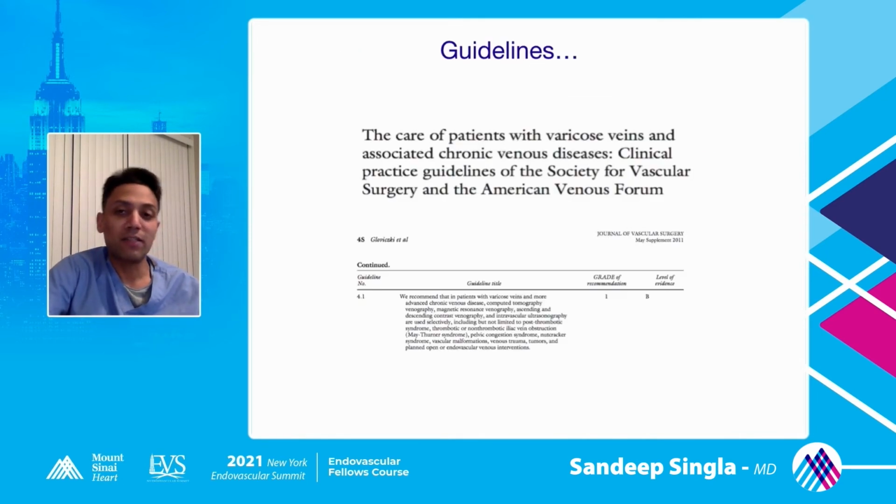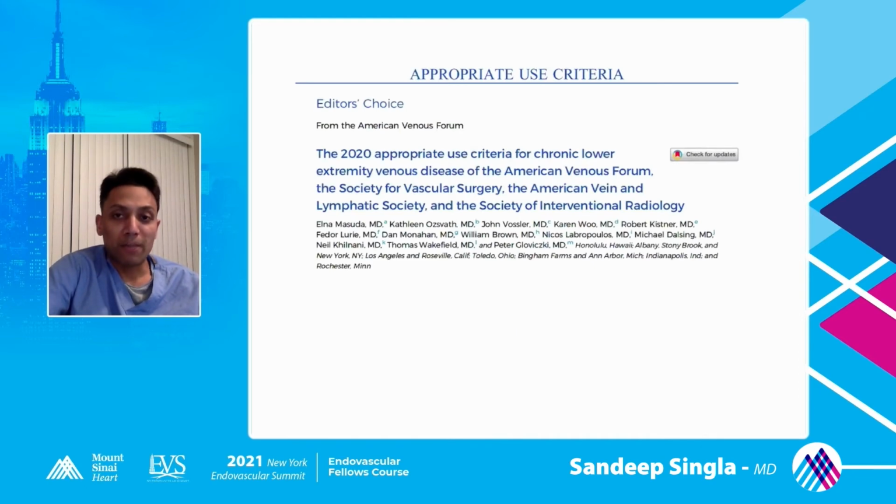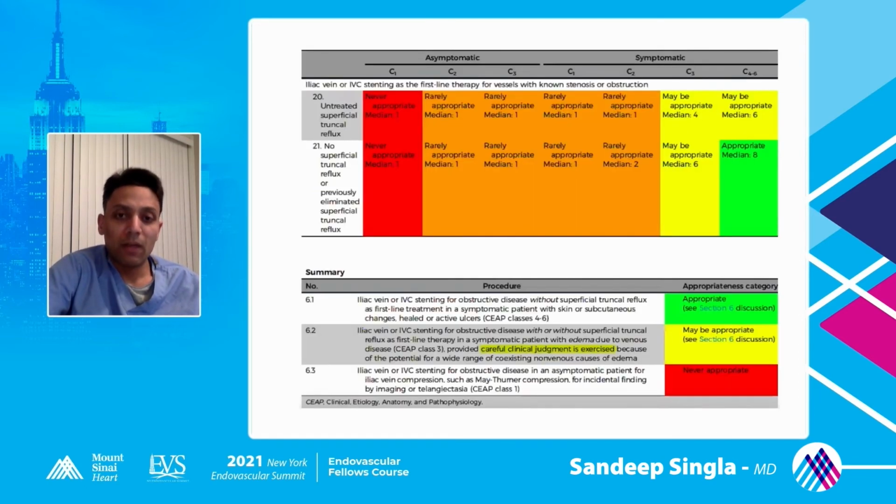What do guidelines suggest? These are 2011 guidelines in the Journal of Vascular Surgery, where they say that it's a class 1 indication to do an IVUS evaluation and proceed with stenting in appropriate clinical settings. More recent appropriate use criteria say it is appropriate to proceed with iliac vein stenting if you have a significant compression in absence of superficial truncal vein reflux.